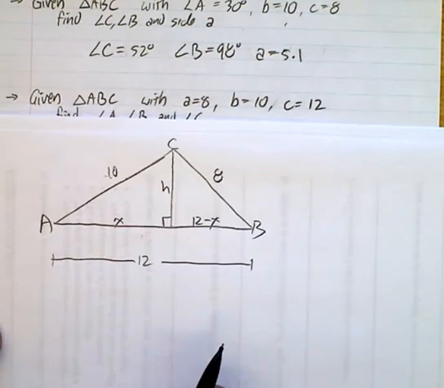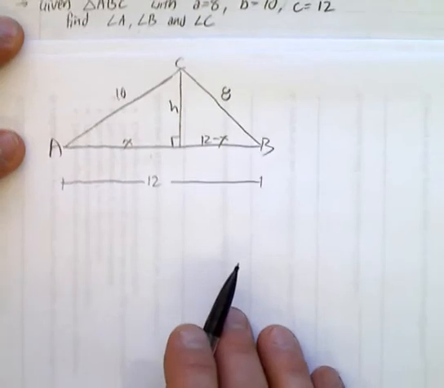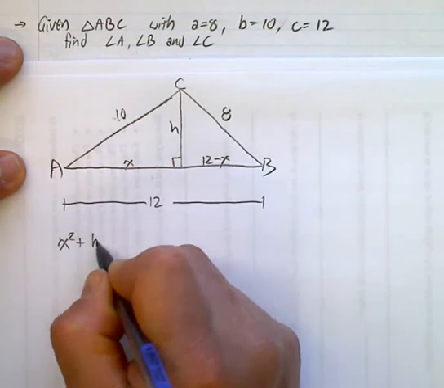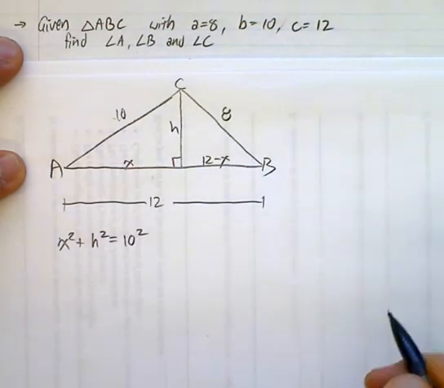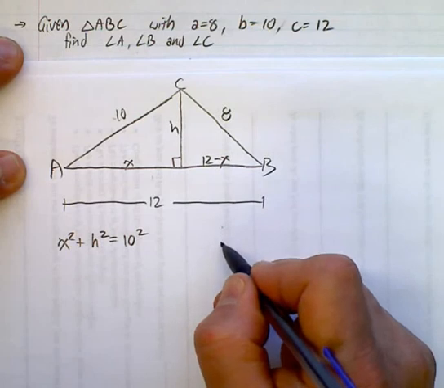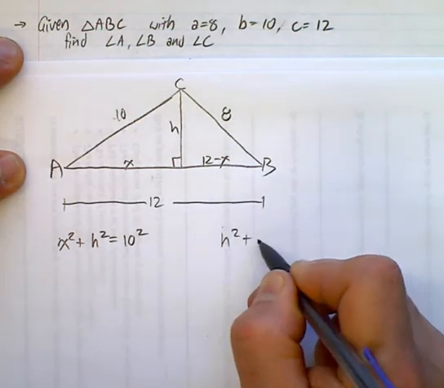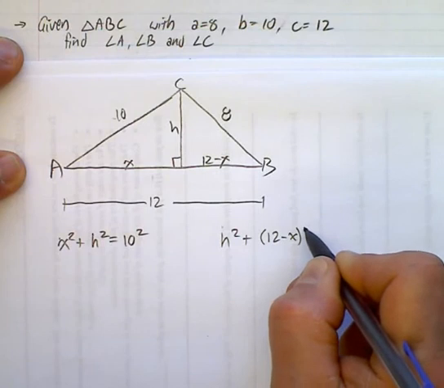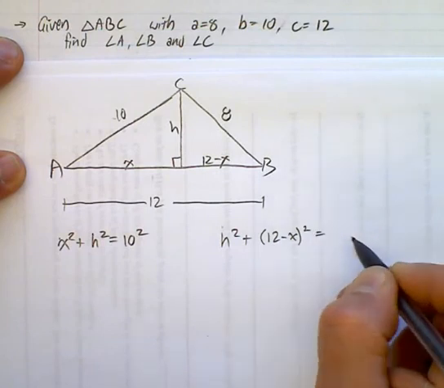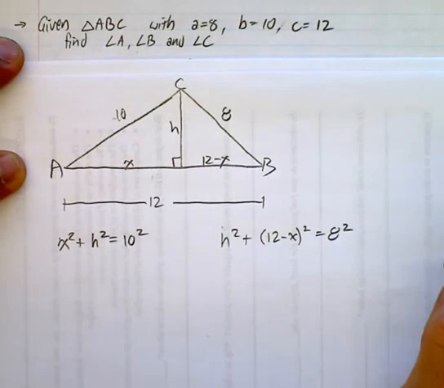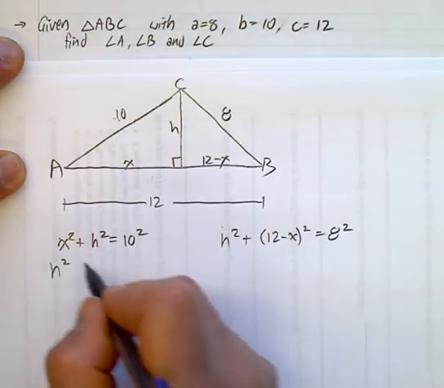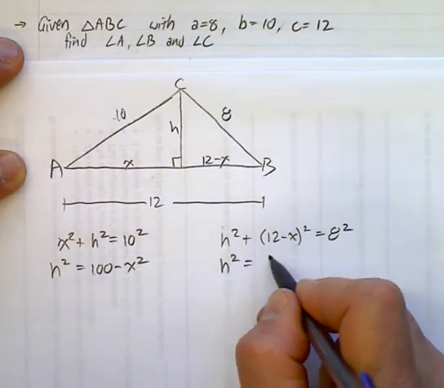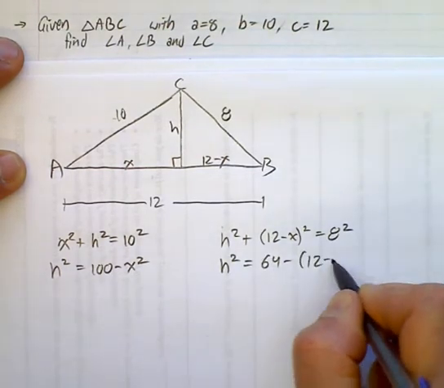So if we look at the left side here, okay, let's slide this up. Left side, we got X squared plus H squared is 10 squared. This side, H squared plus 12 minus X squared is equal to 8 squared, right? So here, H squared is equal to 100 minus X squared. Here, H squared is equal to 64 minus 12 minus X squared.